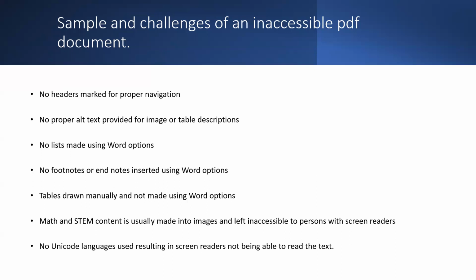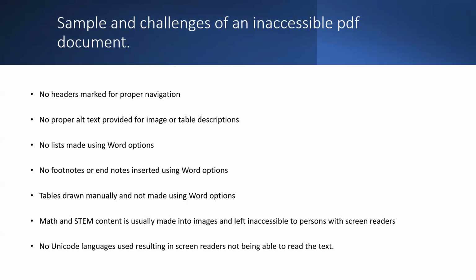Then there are lists. Usually in every textbook or all documents, there are items that are made in lists, that is 1, 2, 3 or bullet points. So many times they are only written as a list item, but not marked as a list item using the Word options. So when that is done, the screen reader does not recognize all those points that are arranged in one line as a list. If it was marked as a list, it would announce those items as a list item.